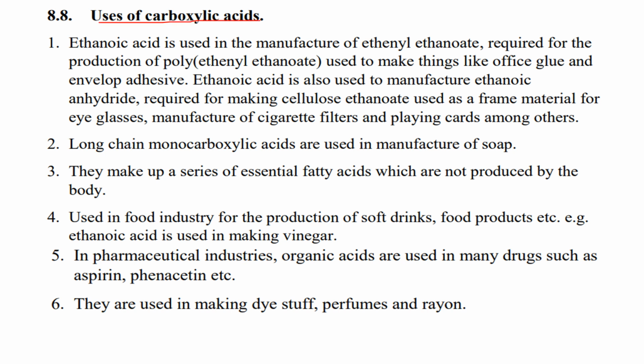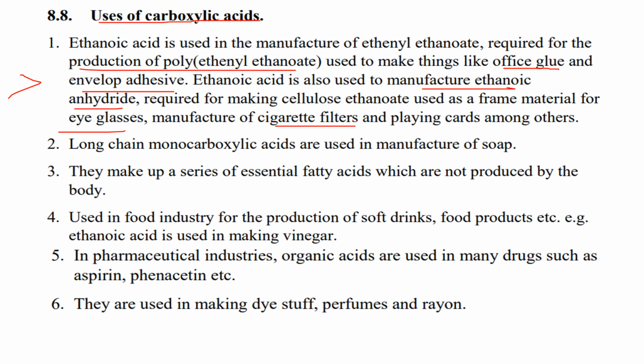Looking at the uses of carboxylic acids, number one, ethanoic acid is going to be used in the manufacture of ethanoate. Now this is going to be required for production of polyethyl ethanoate. Now this is used in making different materials, for example, office glue and wood glue, anything that is adhesive. Ethanoic acid can also be used in the manufacture of ethanoic anhydride, which are different compounds that are used by different industries, eyeglasses, and manufacture of cigarette filters.